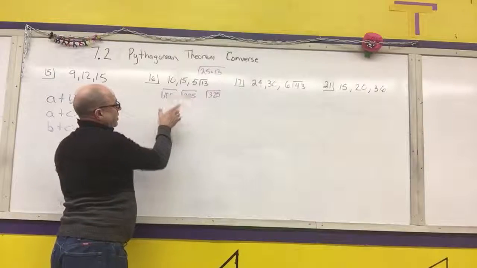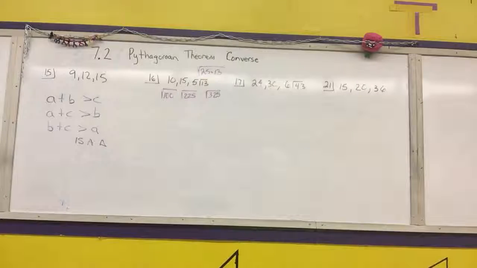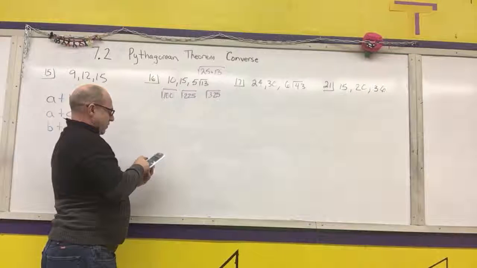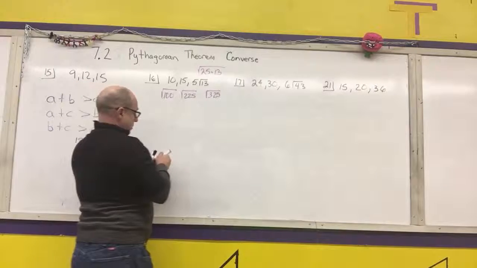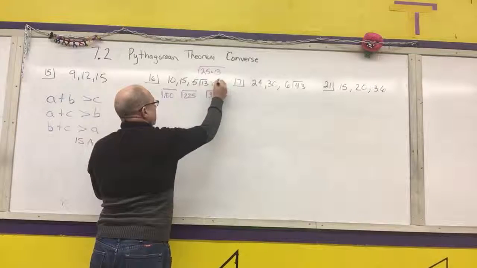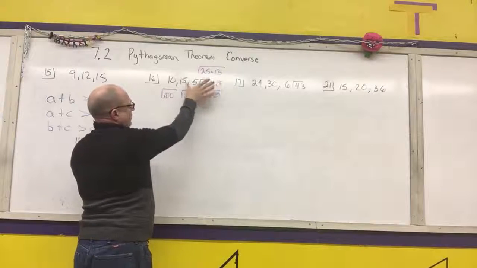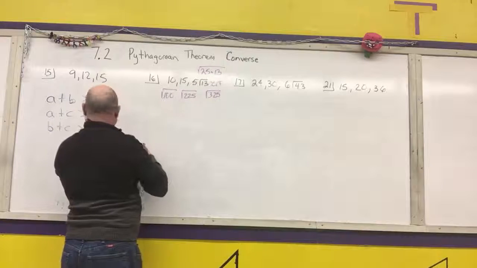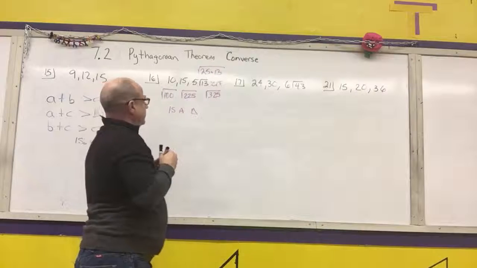So what I need to do is, I cannot use them just as pure numbers. I'm going to take the square roots and put that one in the calculator to get a decimal. So 5 root 13 is approximately 18. So let's ask ourselves, is 10 plus 15 greater than 18? Yes. 15 plus 18 greater than 10? Yes. 10 plus 18 greater than 15? Yes. So this one is a triangle.